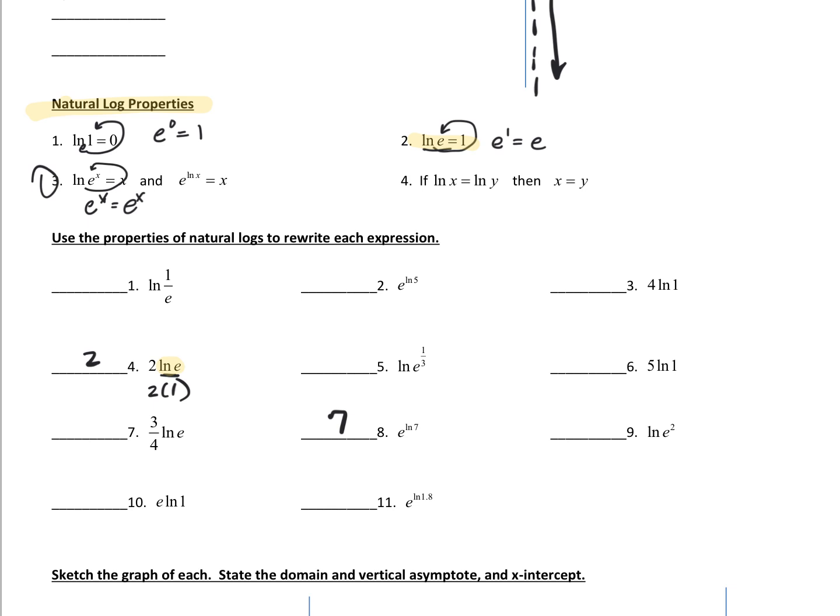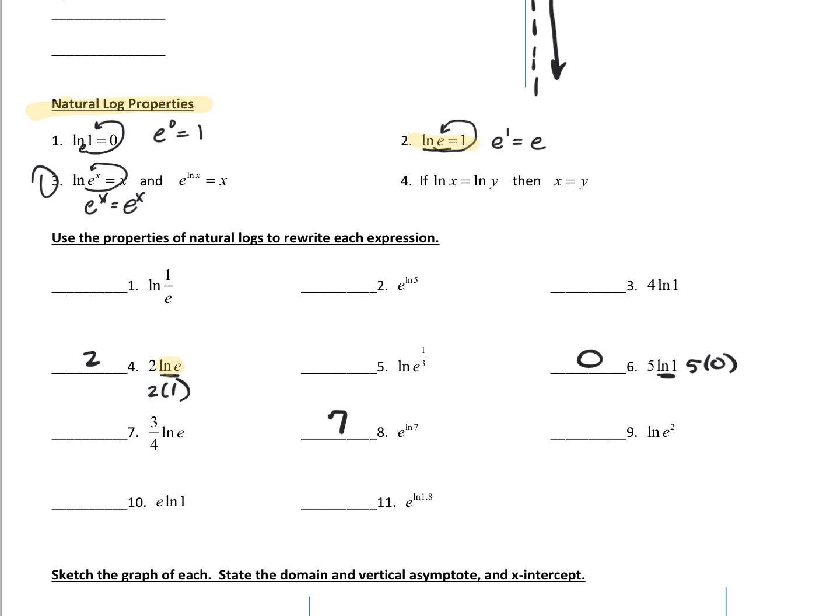And what about number 6? 5 times the natural log of 1. So natural log of 1 is what? Look at your properties. It's just 0, right? Property number 1, do you see that? So all I have to do is 5 times 0, and I don't need a calculator. That one's just 0. Right? So your goal is to not use your calculator on these because you've got to know these properties.